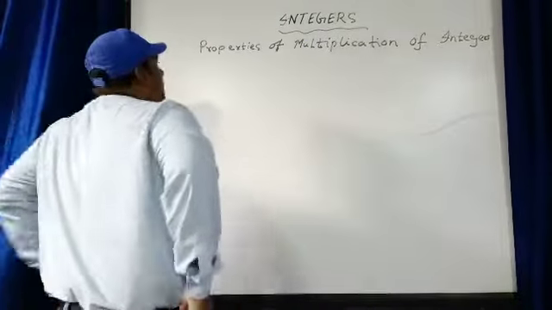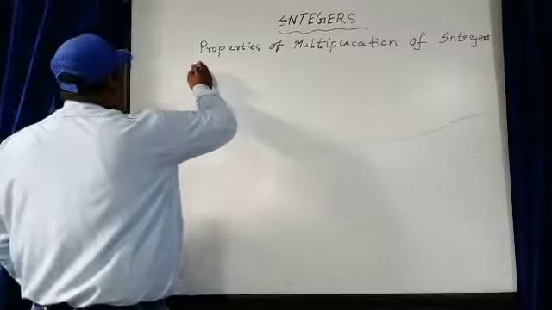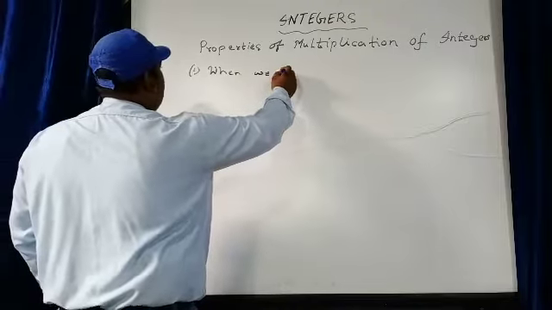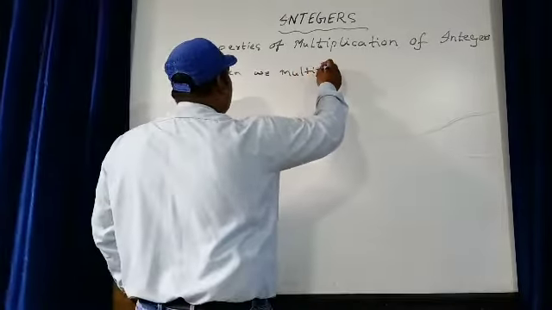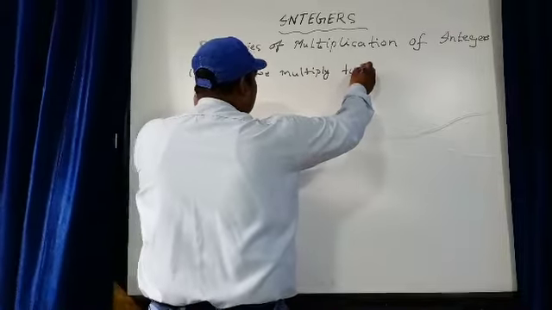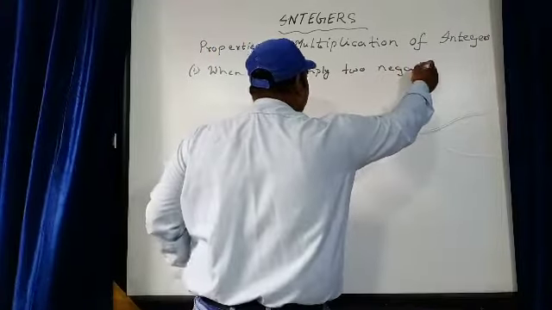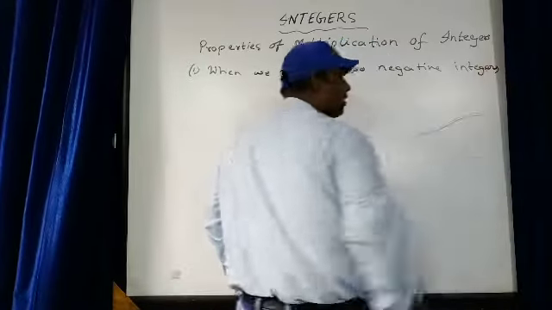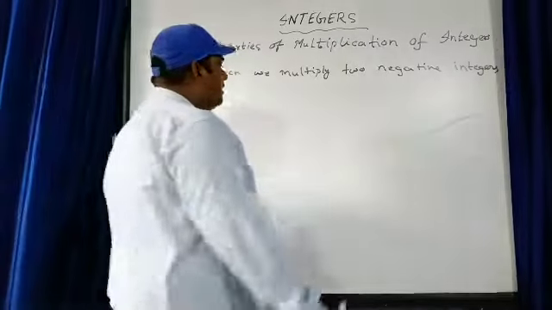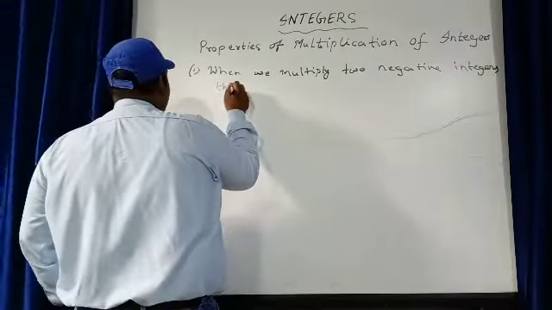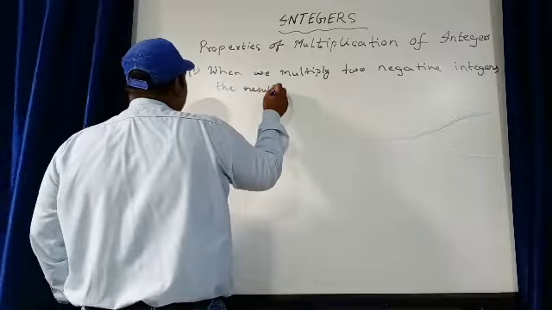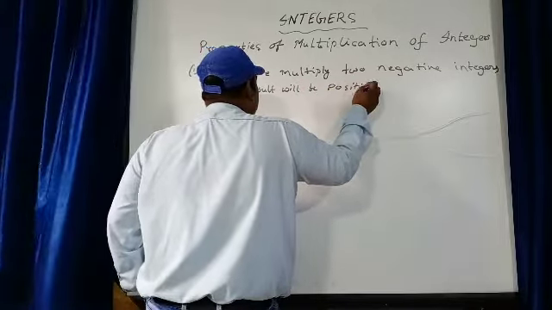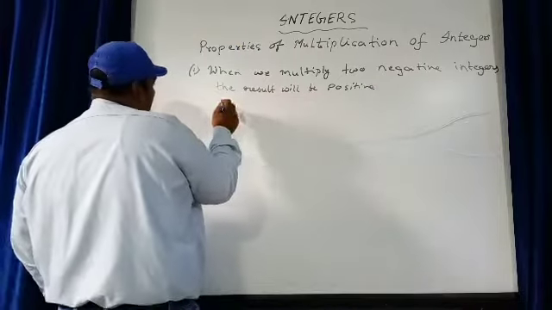First of all, when we multiply two negative integers, the result will be positive. How? All of you can say how it happened.